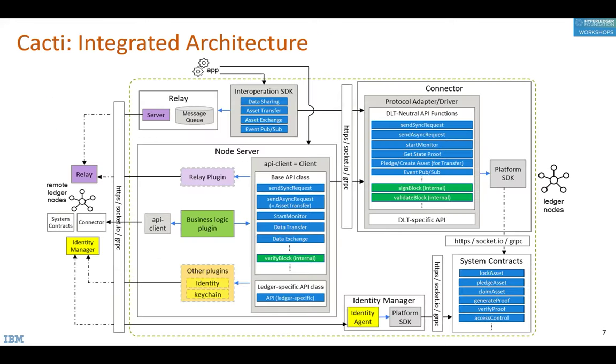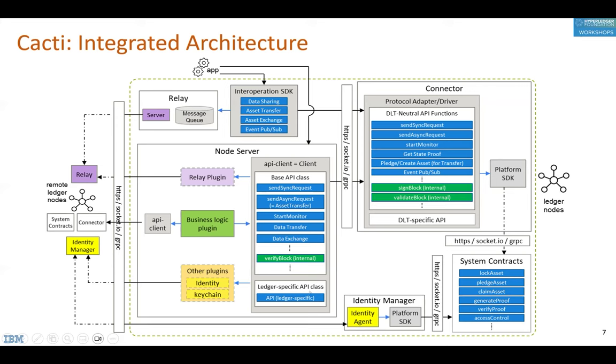So I'm not going to explain this architecture. You'll see this also in the README page, I think, or the roadmap page in the Cacti repository. But this is what we envision the integrated architecture to look like. And the core operator module is basically this at the bottom right. And the collection of connectors or drivers is this. And there's an API here and so on.